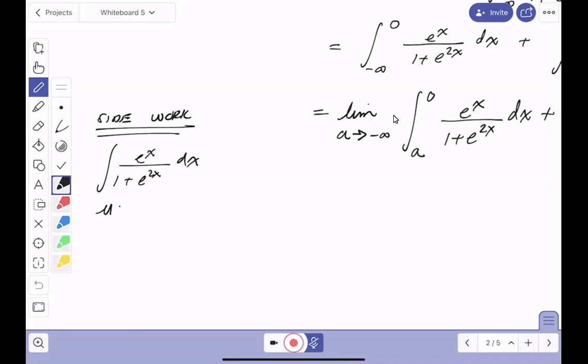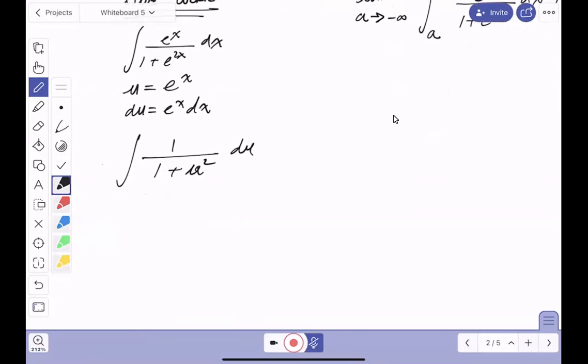I'm going to use u substitution. I'm going to say u is equal to e to the x, and du would equal e to the x dx. So what do you get over here? 1 du over 1 plus u squared. Well, that was easy. This guy's antiderivative is going to be arctangent of u plus c. Well, what's u? It's e to the x.